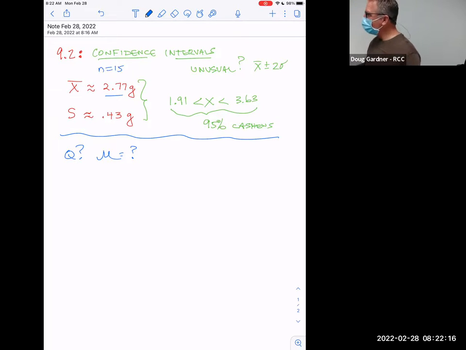And if we went and did this again with 15 more cashews, or even a totally different number, it doesn't matter. We're probably not going to get 2.77. So there is an actual population answer to this, but we'll never know it. The actual answer is out there. We'll never know it.